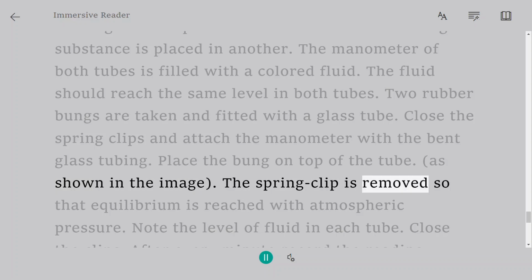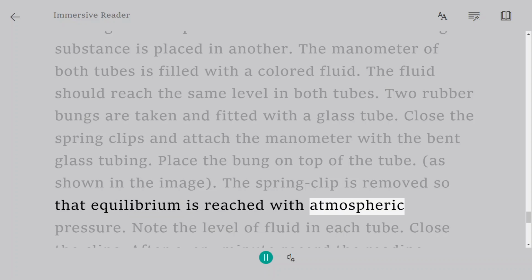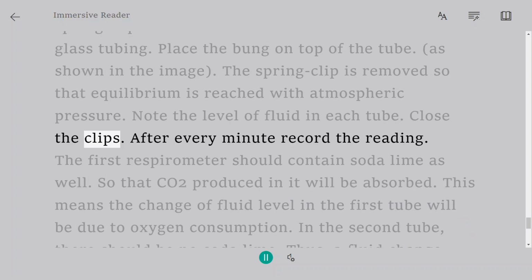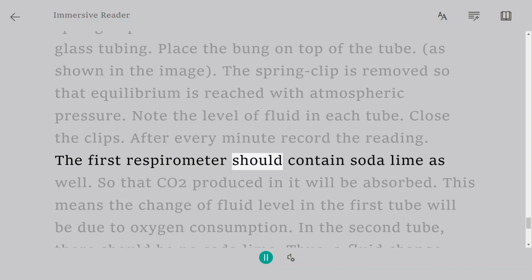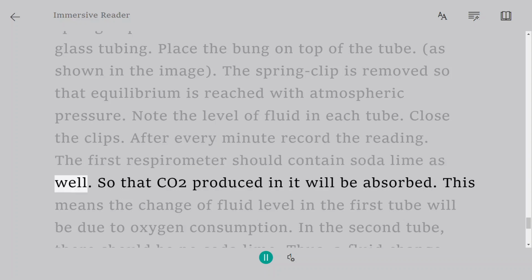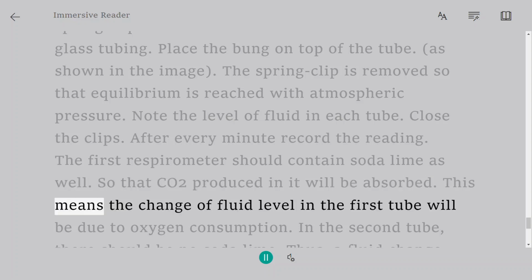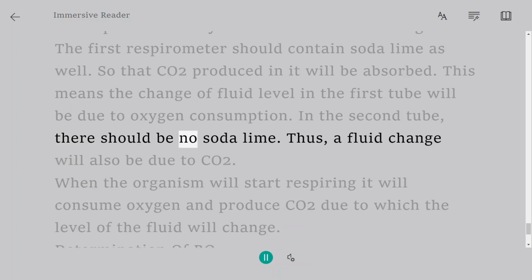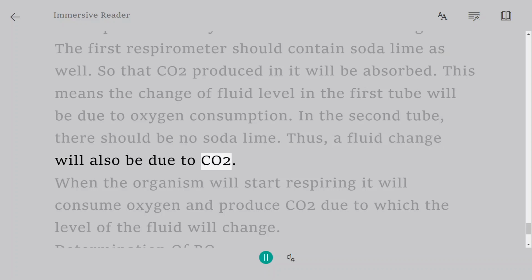The spring clip is removed so that equilibrium is reached with atmospheric pressure. Note the level of fluid in each tube. Close the clips. After every minute, record the reading. The first respirometer should contain soda lime as well, so that CO2 produced in it will be absorbed. This means the change of fluid level in the first tube will be due to oxygen consumption. In the second tube, there should be no soda lime. Thus, a fluid change will also be due to CO2.